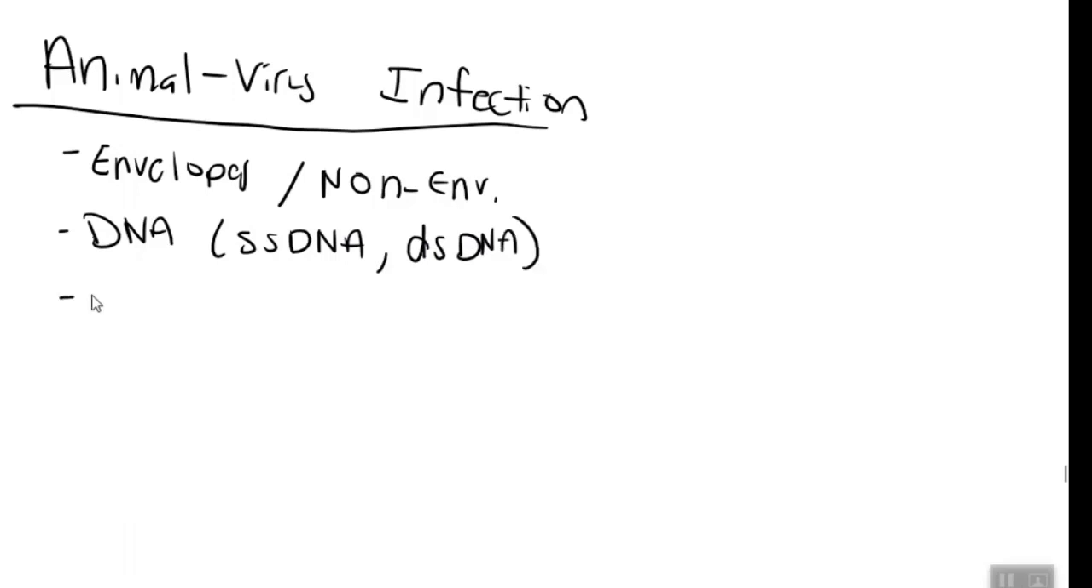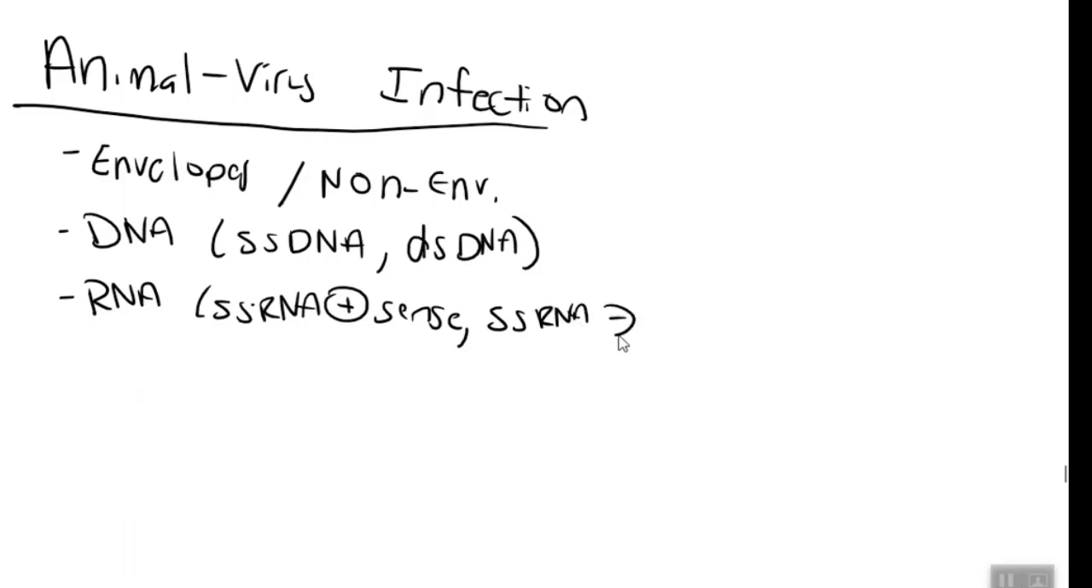They could also have RNA as their genetic material, and they could have single-stranded RNA, which is what we would expect. They could have single-stranded RNA that is positive sense, and I'll explain that in a second. That's a normal RNA. Or they could have single-stranded RNA that is negative sense, which would be weird. Some viruses do have this. Or they could be super weird viruses and have double-stranded RNA.